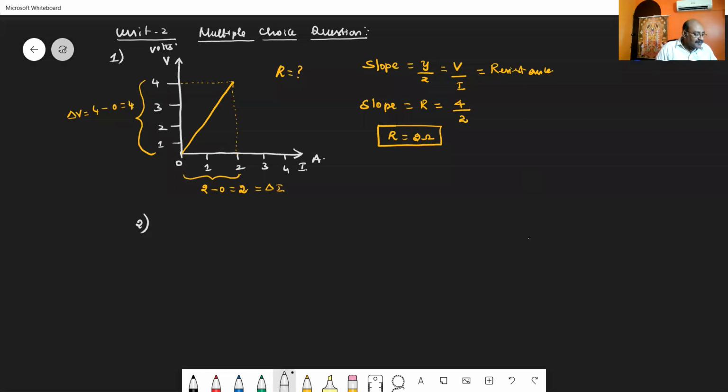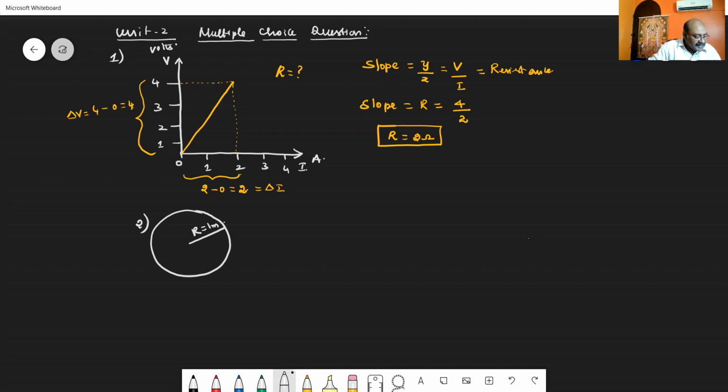Question number 2 is: a wire of resistance 2 ohm per meter is bent in the form of a circle of radius 1 meter. The equivalent resistance between its two diametrically opposite points A and B, as shown in the figure, is. See, it was considered a wire of resistance 2 ohm per meter is bent in the form of a circle. So the wire is bent in the form of a circle. Let us consider the radius as capital R, which is equal to 1 meter.